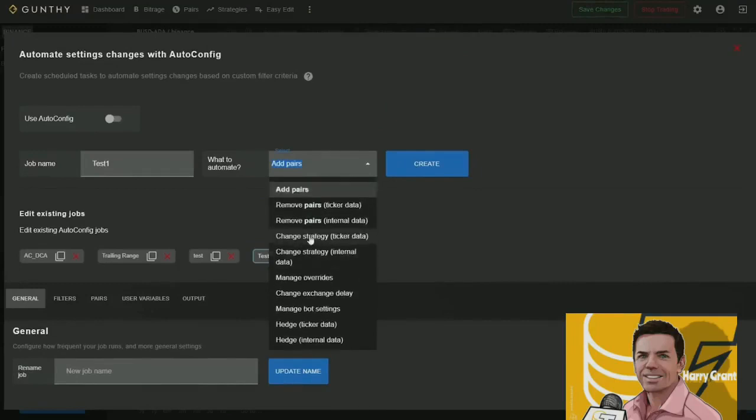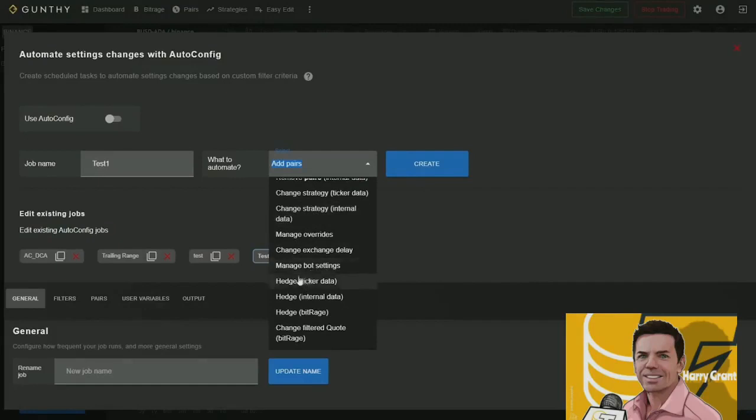So let's say that I have a strategy for a bull market and a strategy for a bear market. Then I can run a filter and say, okay, if Bitcoin has gone up 10% in the last 24 hours, then I want to run my bull strategy. And if it's gone down, then I want to run my bear strategy. Or I can do many things like this. I can decide to hedge. Basically, the options are limitless for auto config.